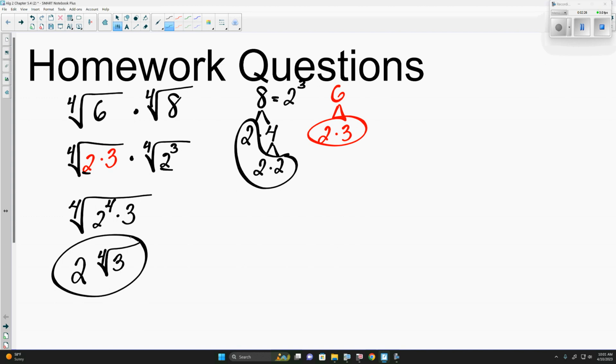So whenever it won't simplify inside the radical, we do our prime factorization. We break it down into the product of primes. So for 8, it's 2 to the third. 6 is just 2 times 3. And then we can simplify it from there. Thank you. Any other questions on the homework?